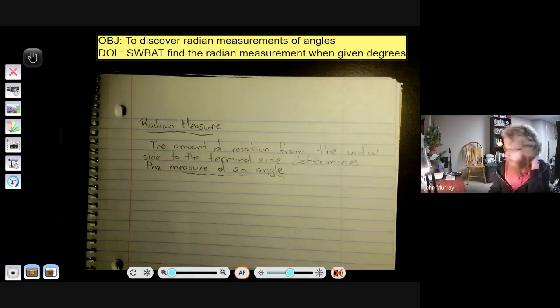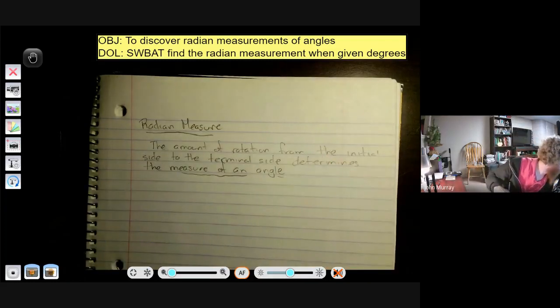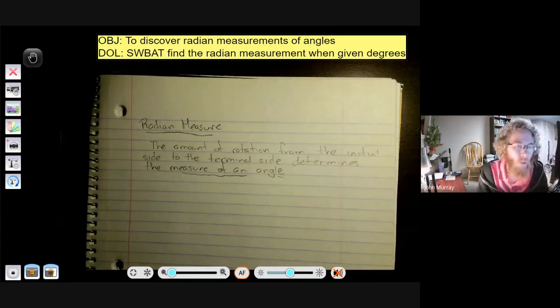All right, so are you guys familiar with radians? Did you guys cover radians in Algebra 2 at all? Do you know what a radian is?